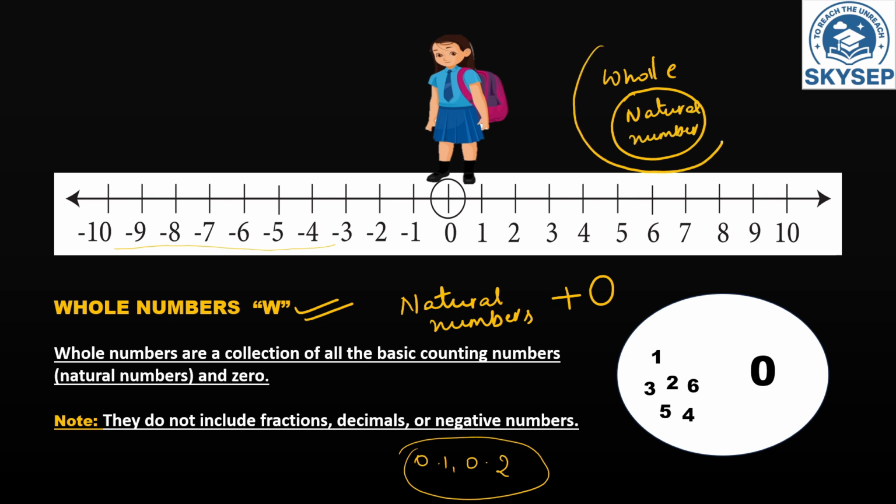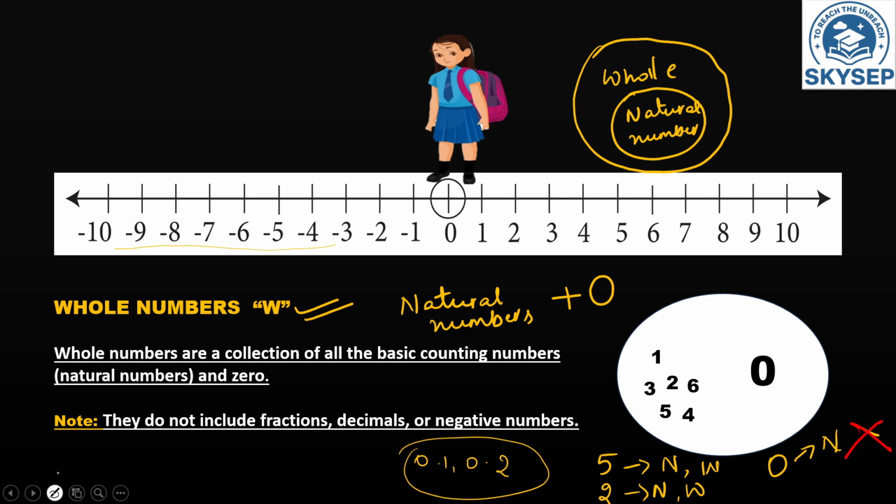So we can write it like this, right? Take any example. Take 5. 5 is a natural number also and 5 is a whole number also. Take 2. 2 is a natural number and whole number as well. Take 0. Whether 0 is a natural number? Yes or no? No, right? 0 is not a natural number. That means whole number contains natural number along with the 0.